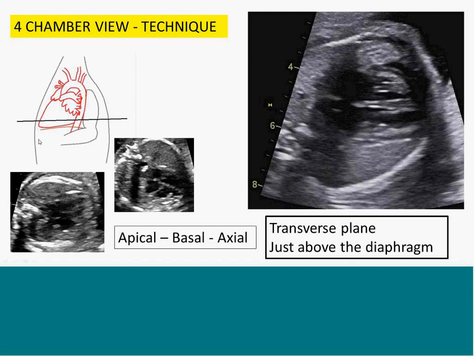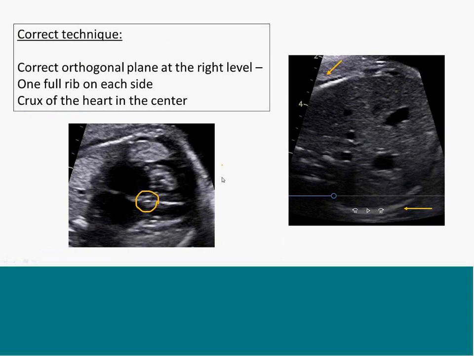What happens here, we can see, you are at an axial section. The four-chamber view is cutting the heart like this. You are in the axial section of the chest, just above the diaphragm, and the view is seen this way. If you get the four-chamber view, what is important is that the rib should be there on each side. The crux of the heart should be in the center. That's the correct orthogonal plane. You can see here, you will see a single rib, and you see the crux of the heart where you have the interatrial septum, the interventricular septum, and the AV valves seen together.